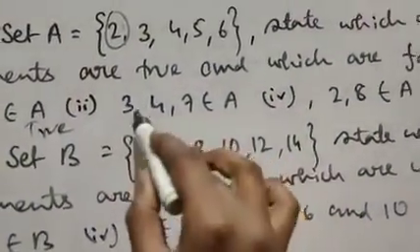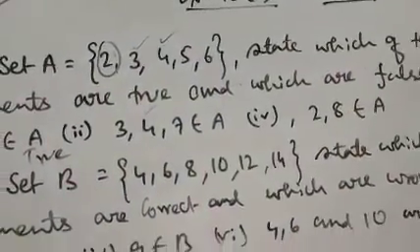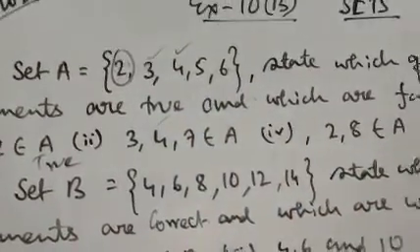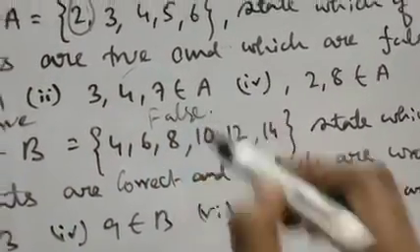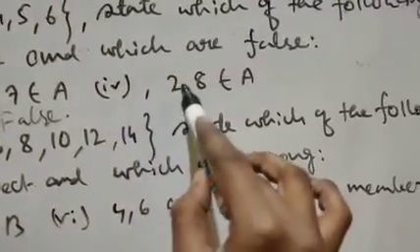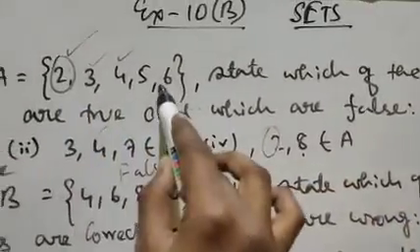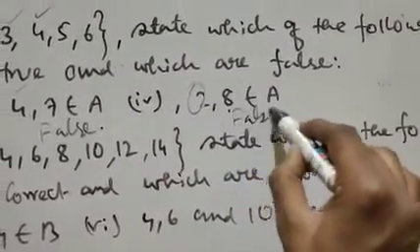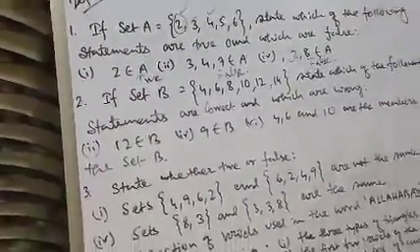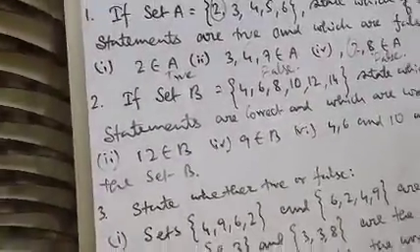Next, question number 2 is 3, 4, 7 belongs to A. So 3 and 4 belong to A, but 7 doesn't belong to A. 7 is not written here. Therefore 7 is not considered in set A. So this statement will be false. Next, question number 4, 2, 8 belongs to A. So 2 belongs to A, this is correct, but 8 is not written here. Therefore 8 will not belong to set A. So as a whole, the statement will be false. So that's how we will solve this type of question. This sign is actually belongs to. We have to check whether these numbers or elements belong to A, and if they do not belong to A, the answer will be false.